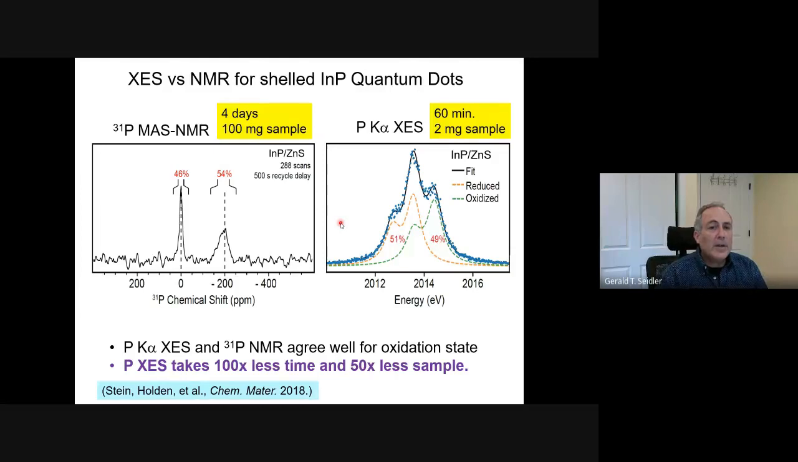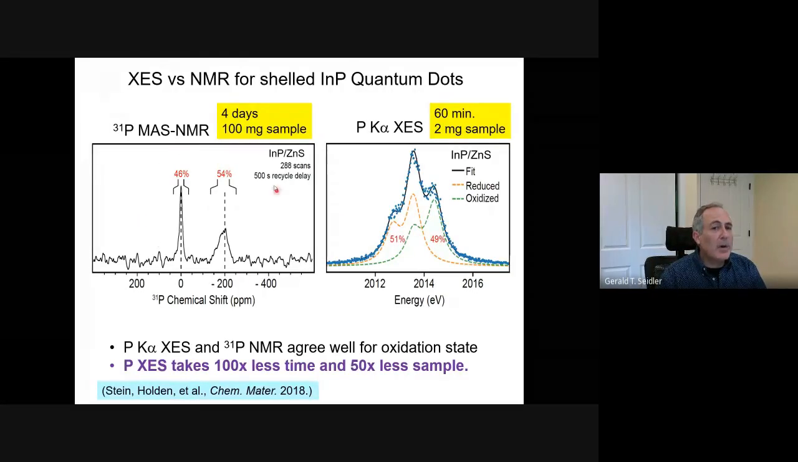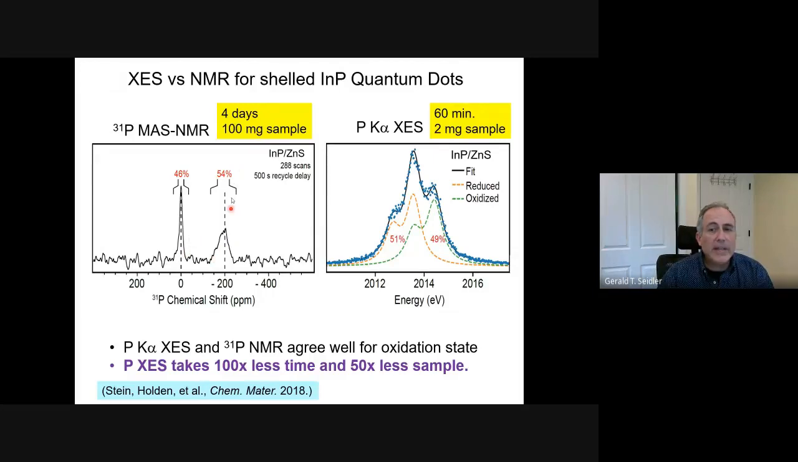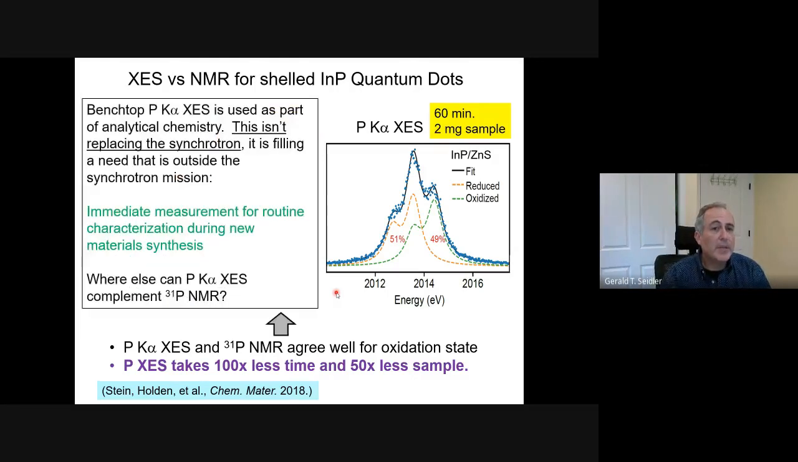All right, so here's the magic angle spinning NMR, 4 days with 100 milligrams of sample. This says it's 54% reduced and 46% oxidized. With the emission spectroscopy in an hour in a small sample, we get 51% reduced and 49% oxidized. This is with an error. And it was a lot faster for this simple measurement of just oxidation state of the phosphorus.